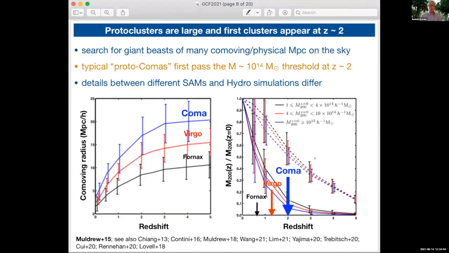Now, we have known for quite some time that, at least from a theoretical perspective, we should have no problem of identifying these kind of structures before they virialized. And work from semi-analytic models principally has shown that we should be looking for giant beasts covering many comoving megaparsecs in the sky. And we've also learned that the typical progenitor of a Coma cluster first passes this 10^14 solar mass cluster threshold at a redshift of about 2. Lower mass clusters will typically pass this threshold much later, around redshift 1. Of course, the details between the different semi-analytic models and the different hydro simulations differ, but in general, I think they all agree on these basic facts.